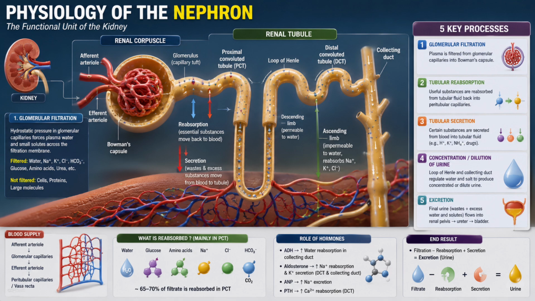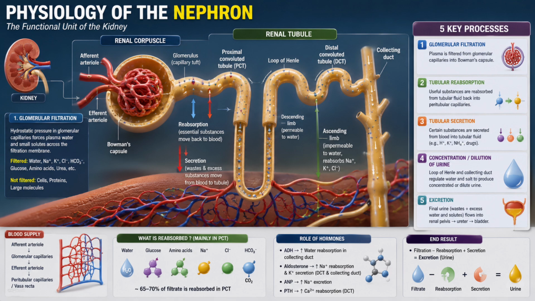In the distal convoluted tubule, fine regulation of electrolytes occurs. Sodium is reabsorbed while potassium and hydrogen ions are secreted according to the body's needs. Finally, the filtrate reaches the collecting duct, where hormones precisely regulate the final composition of urine.